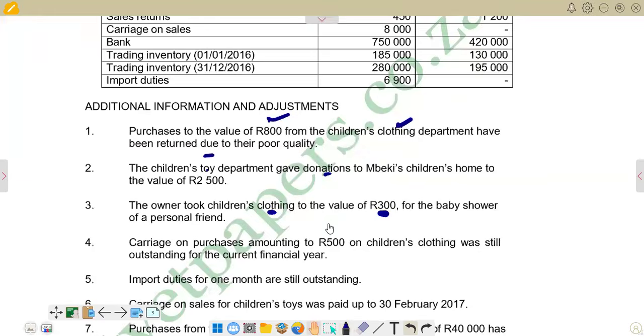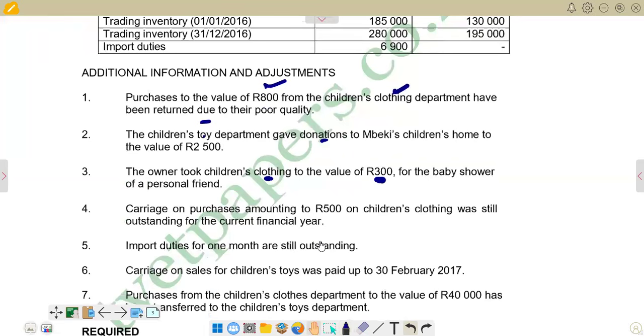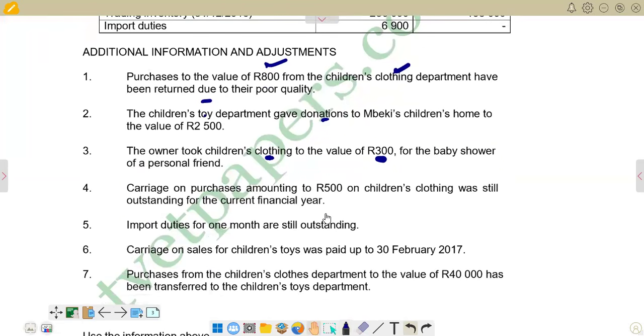If you go down, you would see that we also have import duties, that is 5, still outstanding. So in the case of import duties again, like carriage on purchases, we are not going to include them in the purchase account. We only include them in the trading account. So we leave that. Then we go to number 6. Carriage on sales for children's toys was paid up to. This one is supposed to be in the profit and loss under expenses. So we are going to ignore it again. Then we go to number 7.